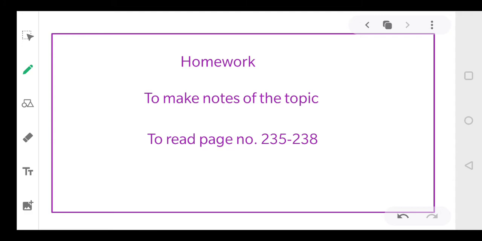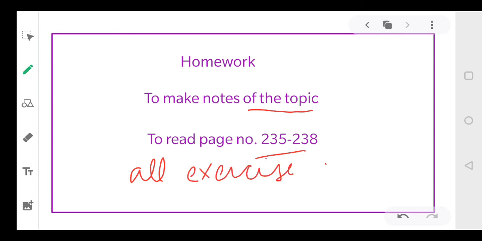Now for today's work, since we have completed this chapter, you will be making notes of this topic. You will read page numbers 235 to 238, and along with this you will complete all your exercise question answers as well. And if there is anything that bothers you, that you're not able to understand, you can send your queries personally to me. I'll definitely answer your queries.